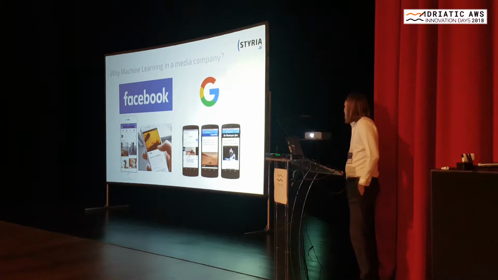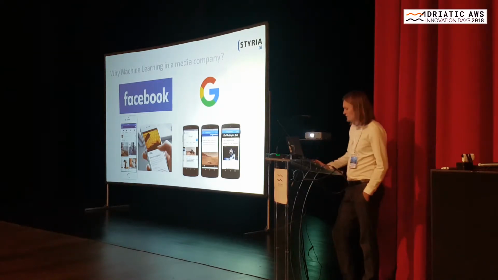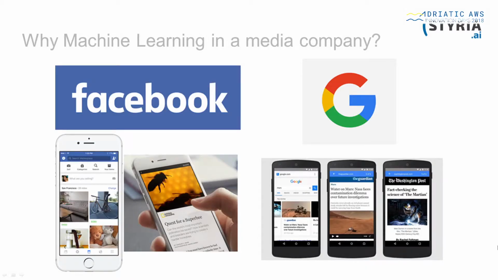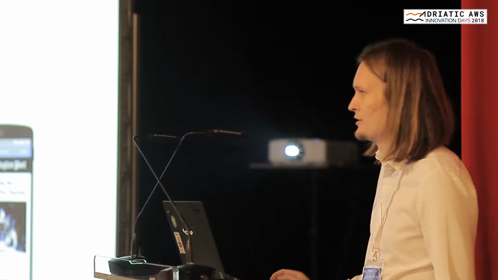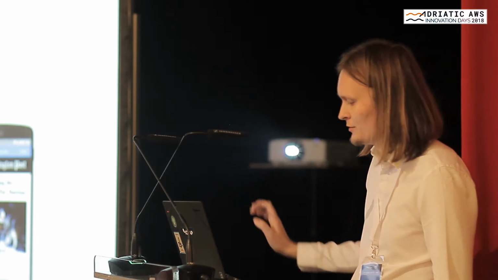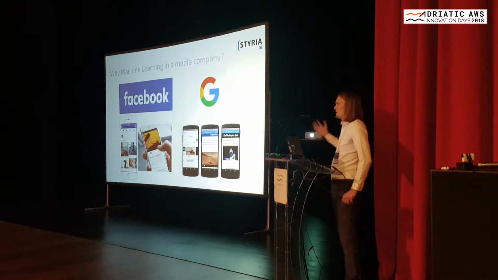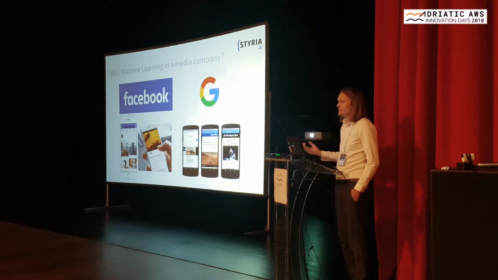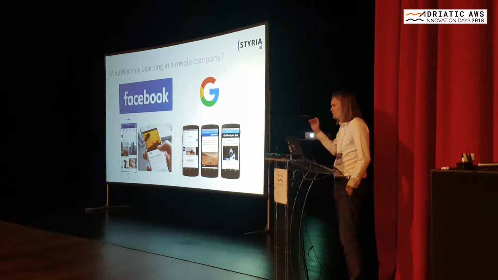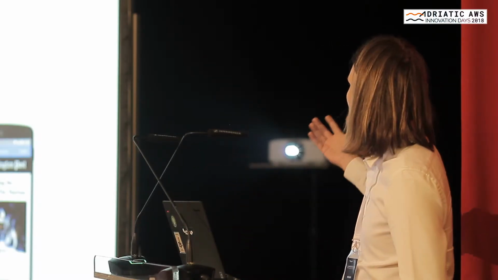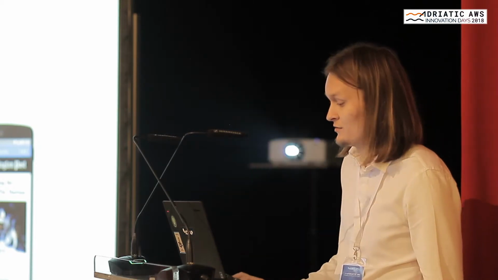And why do we do any of this? Why does a media company need machine learning? When you're a media company, your competitors are internet giants like Facebook and Google. They are really good at machine learning, and they are pushing it really hard. And once you have those services somewhere, clients begin to expect the same level of quality even from you. So if you don't want to fail, you must do machine learning.